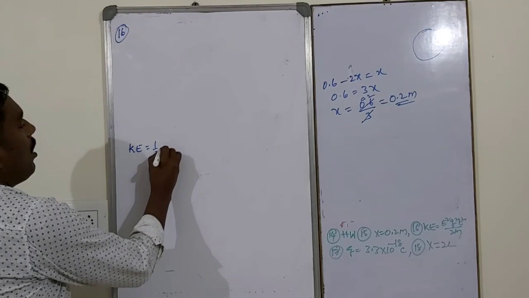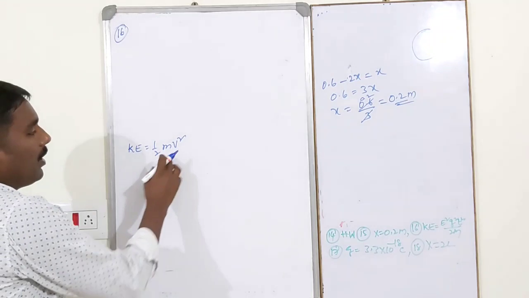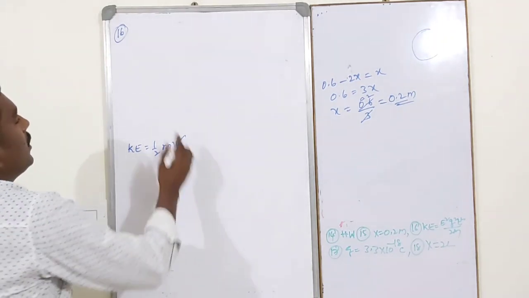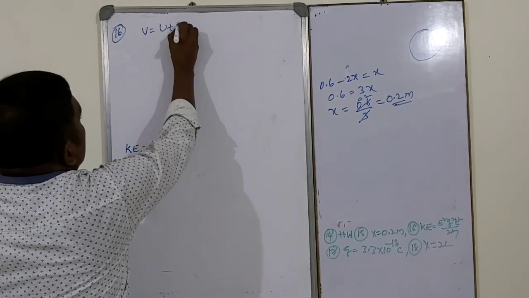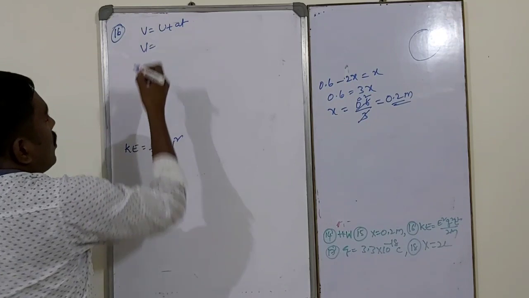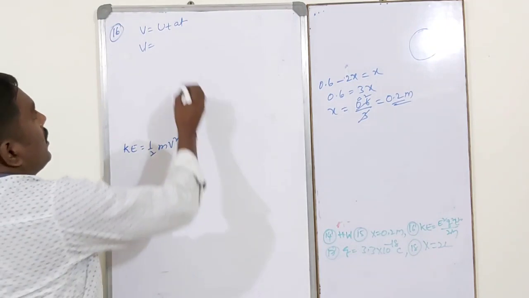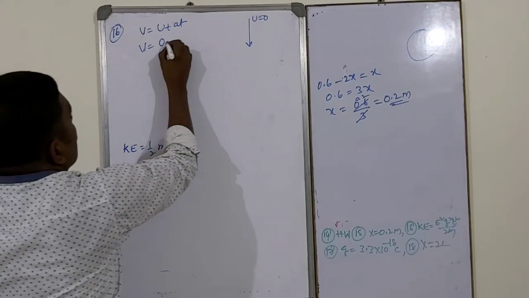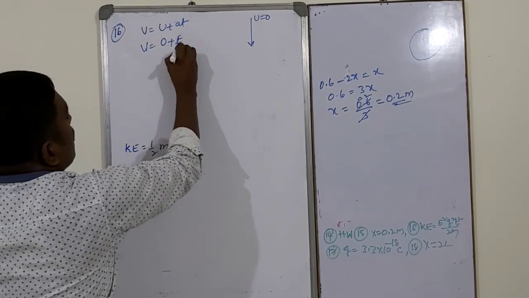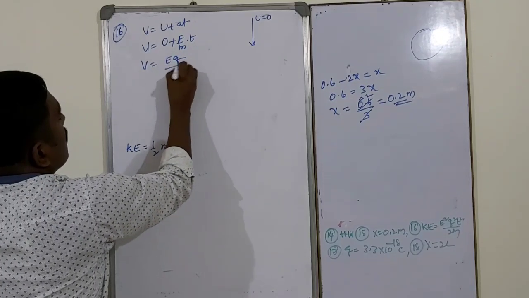Kinetic energy of the charged particle means half m v square. Velocity first of all we have to find out here. M is the mass of the charged particle, and we find the velocity of the charged particle. Dear students, by using the equation of motion, v is equal to u plus at. A charged particle of mass m, charge q is released from rest. Rest means initial velocity 0. Initial velocity 0 plus a, which is nothing but F by m, into t. So v is equal to F, which is nothing but Eq by m, into t.